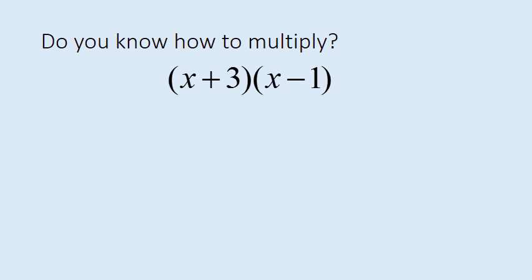Let's go over a quick refresher on how to multiply binomials. A couple of different methods you might have learned in the past. The first one could have been FOIL. FOIL stands for first, outer, inner, last.